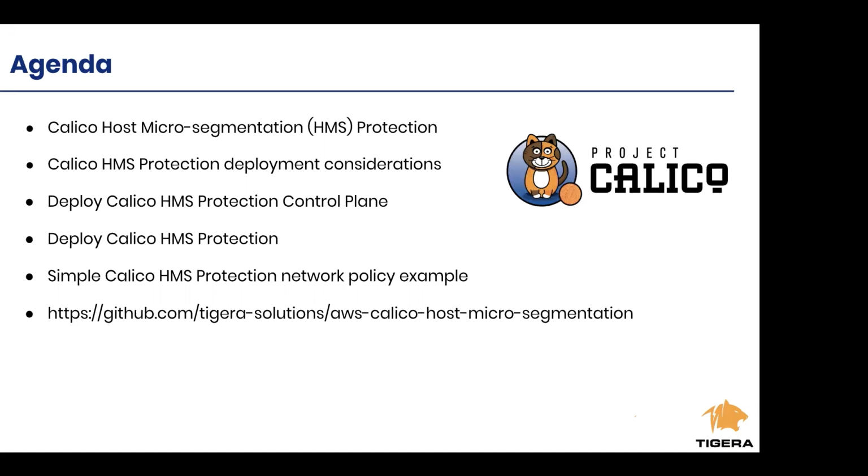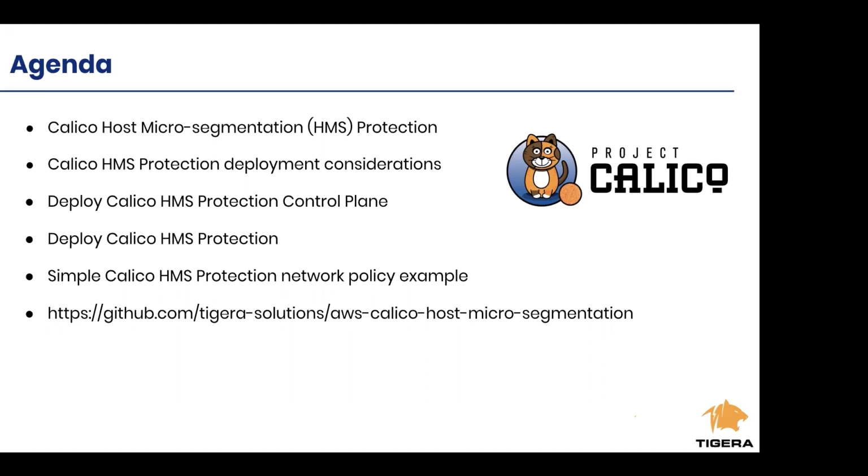We're going to deploy the Calico HMS protection control plane. We're going to be using EKS, the managed Kubernetes service inside of AWS, and we're going to be taking advantage of as much AWS tooling as possible. We've defined the base networking implementation in CloudFormation. All of this is available in that last URL you see, the github.com Tigera Solutions AWS Calico Host Micro Segmentation repo. If you go to GitHub and go to Tigera Solutions, it should be public. You should be able to see it. We'll drop a link to that inside of the chat.